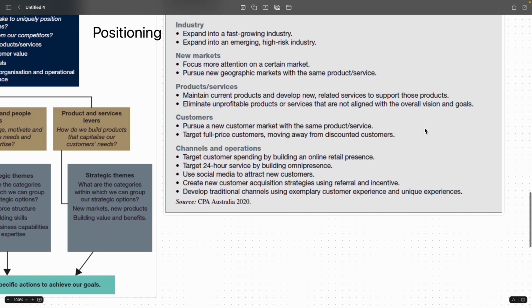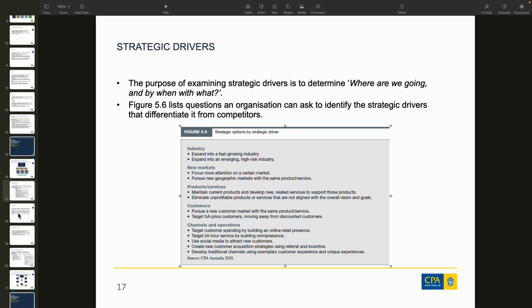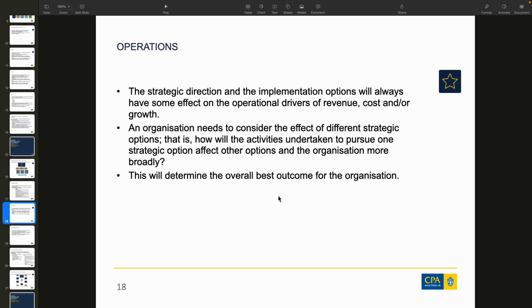So remember, develop traditional channels using exemplary customer experience, meaning you have feedback and all that saying the customer is satisfied. Or you try to create a unique experience, meaning the way it is bought gives the customer a different feeling. Okay, so that's this part about strategic drivers. Next one, you're going to operational drivers.